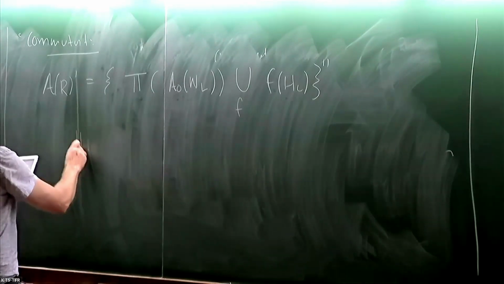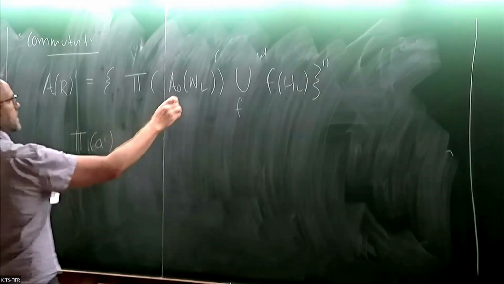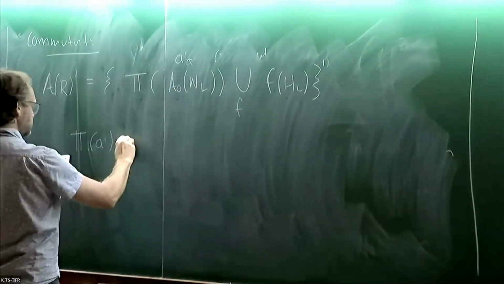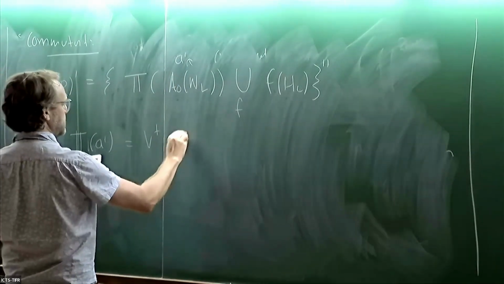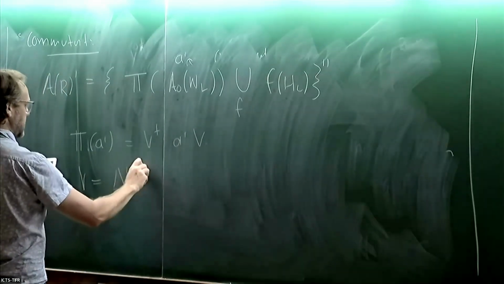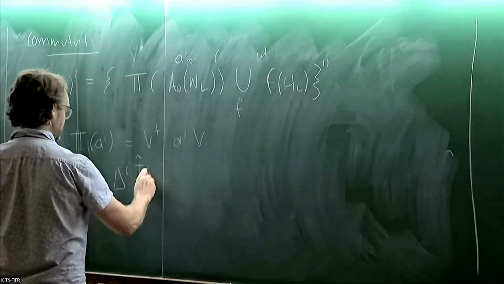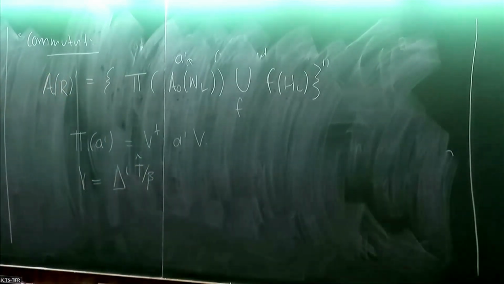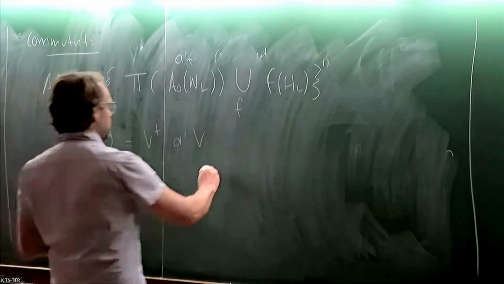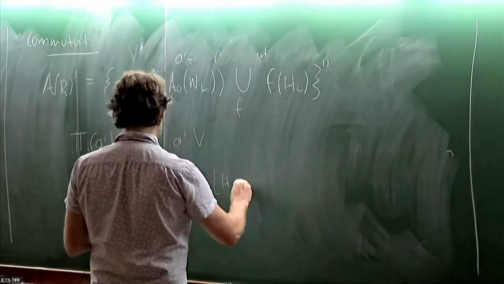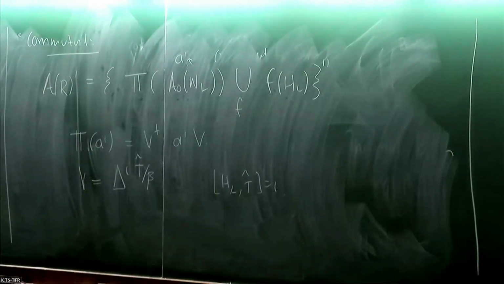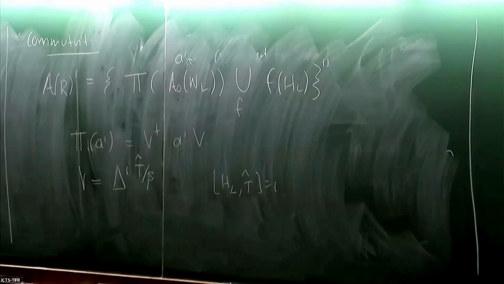So what is this pi? So pi of A prime, where A prime lives in here, is just conjugate by some unitaries that I'll call V, and V is just delta to the i, this T operator over beta. So this is this time shift operator that I defined that's conjugate to HL, okay? So this is the commutant. And so you can check, I'll let you check that that's the commutant.